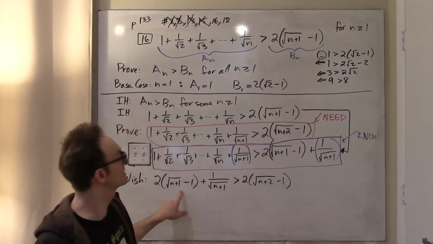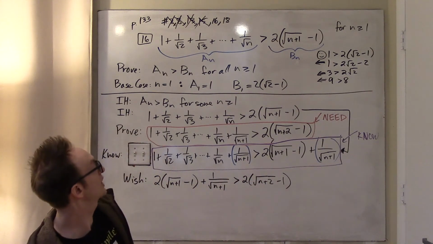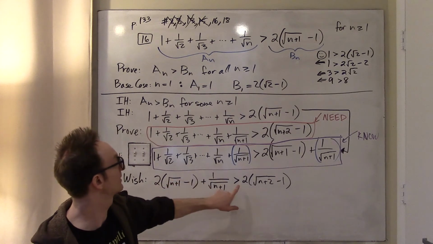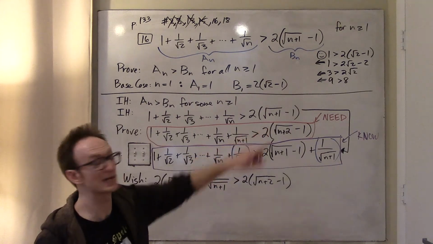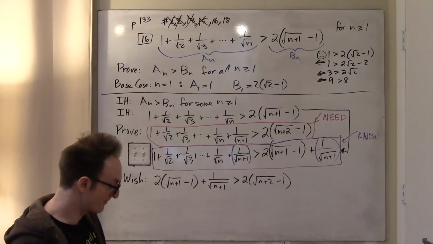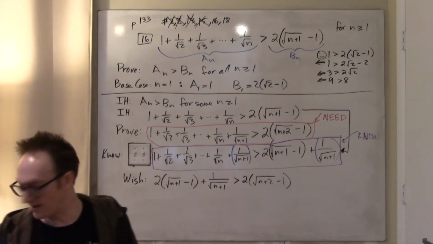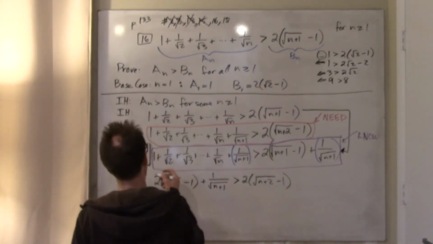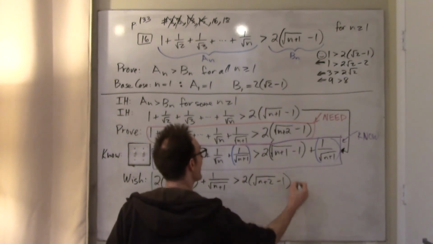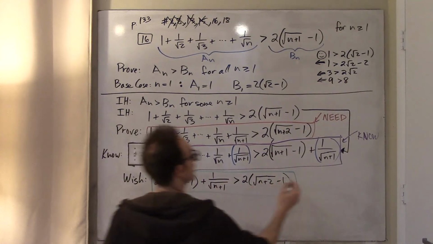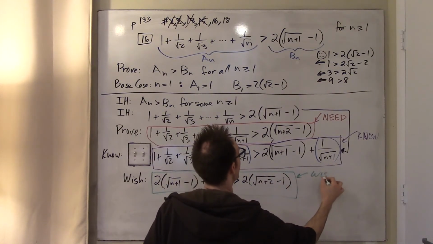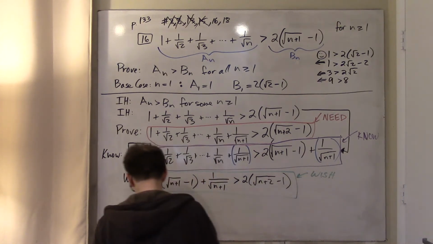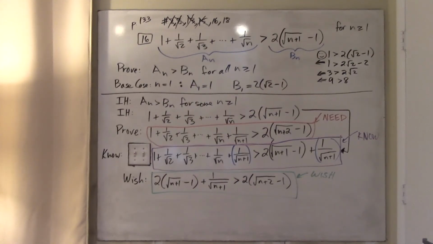if that were also in turn bigger than this, then by transitivity I would get this is bigger than this, and that's exactly what I need. So I think this is a great way of organizing yourself, and I hope I've now convinced you that if I can prove this wish, then the problem is over, because I have my inductive hypothesis.